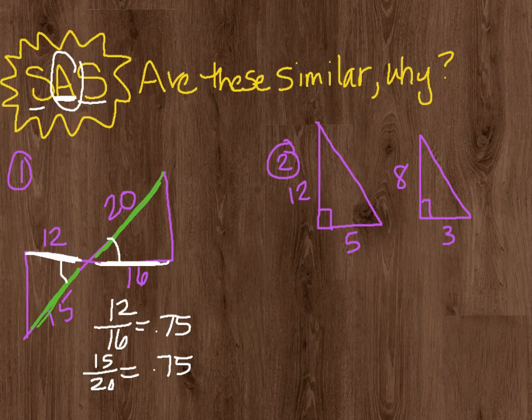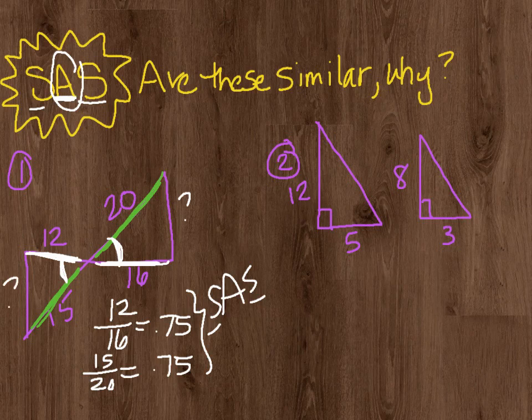So these would be similar because of side, angle, side. Because again, both the sides match up, and they do have an angle in the middle that is congruent. You don't know anything about this third side, so that's why we can't use side, side, side. Alright, number 2, you want to do the same thing.